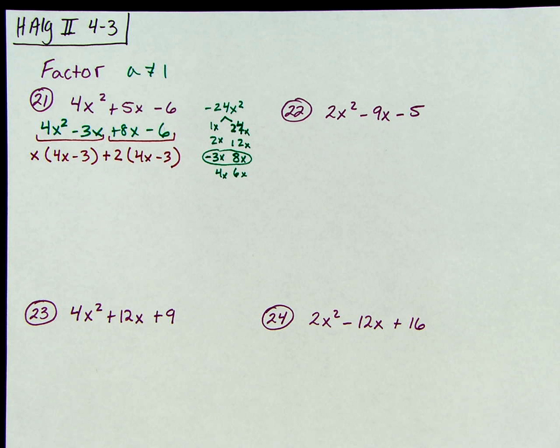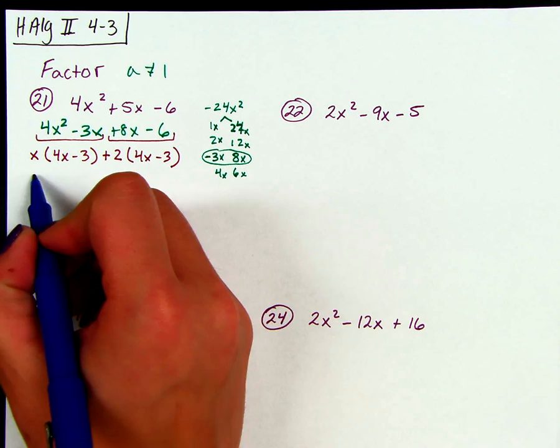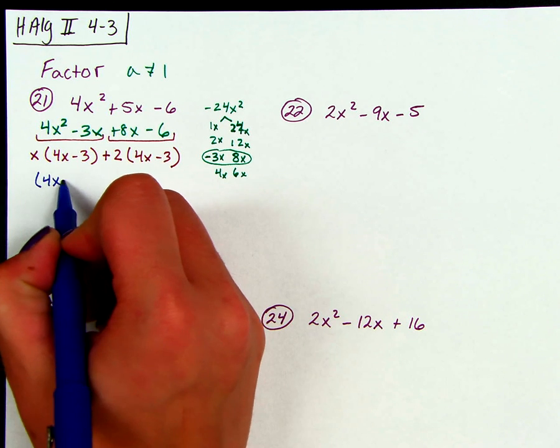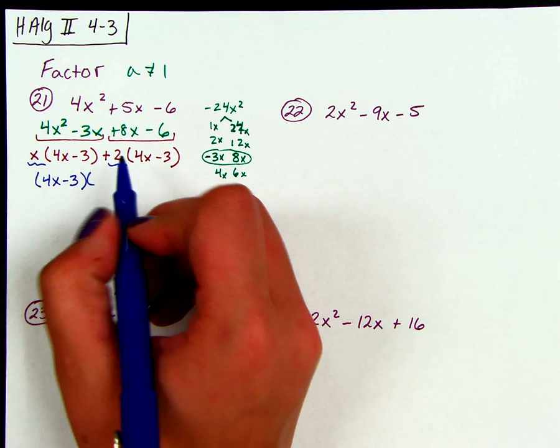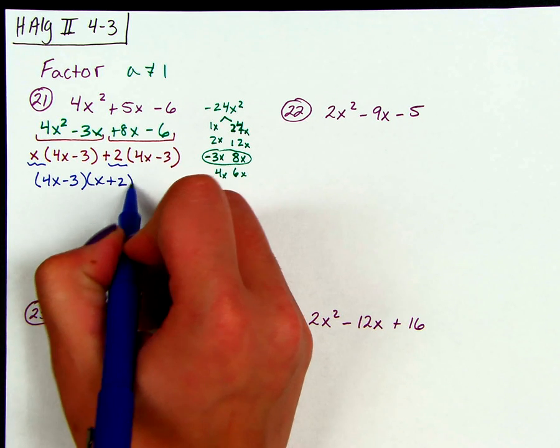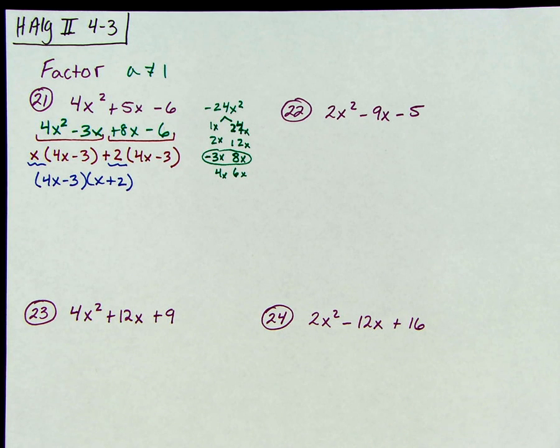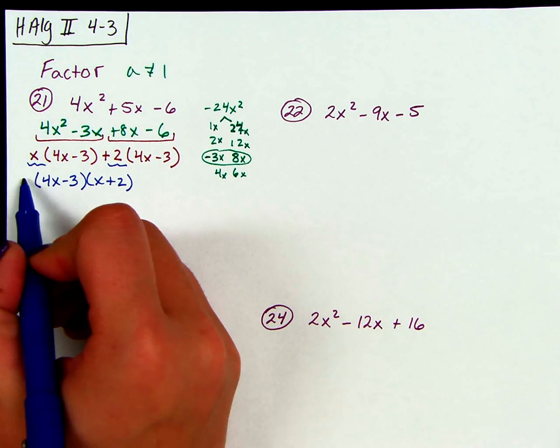And then we have to continue to factor. So now I'm going to factor out my parentheses, because that's my group. So I would take out 4x minus 3 from each term. And again, it's going to be these numbers in front that are left. So it'd be x plus 2. And that would be our final answer in factored form.